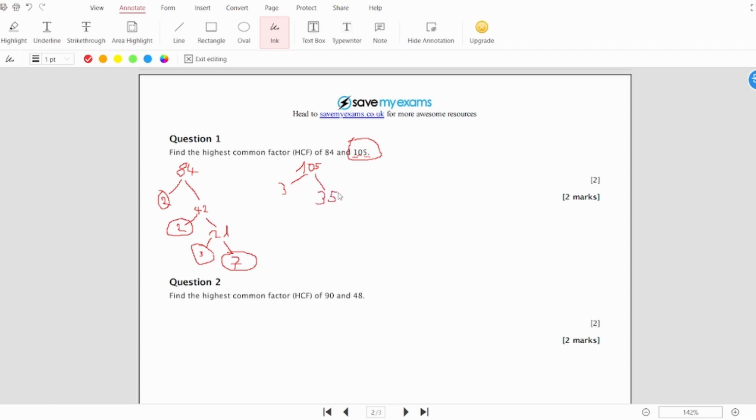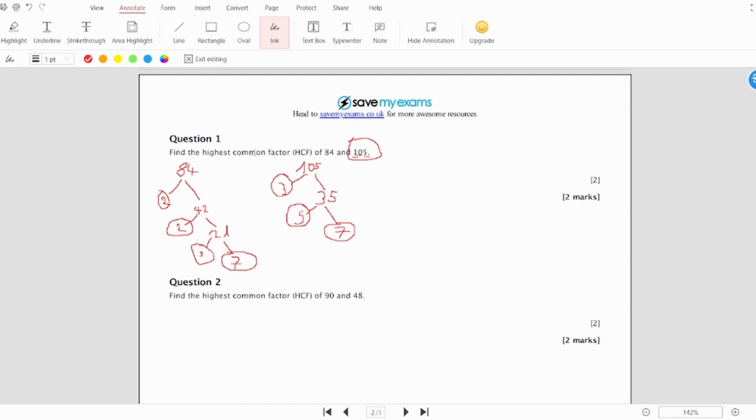35. Now 35 isn't divisible by 3, because 36 is divisible by 3. It's not going to be divisible by 4, is it? So what you do is you divide it by 5. Now you got 5. What's the next one going to be? It's going to be 7, because 5 times 7 is 35. Now after this you circle it again, because you're not going to divide 7, because it's a prime number.